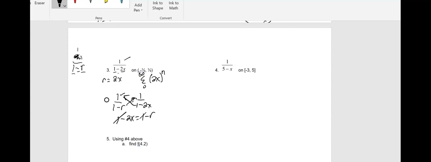The 1s are going to cancel. You would get a negative 2x equals a negative r. We find here as well that our common ratio that we are repeatedly multiplying by is going to be a 2x.